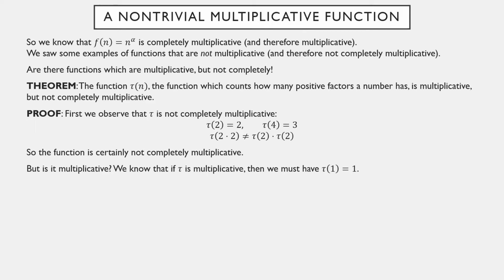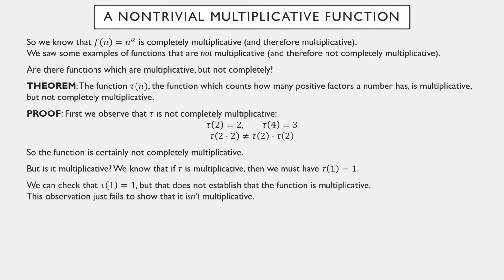But is it a multiplicative function? If tau is multiplicative, and it's not constantly 0, which it definitely isn't, then we must have tau of 1 is equal to 1. And that is true, tau of 1 is 1, but that alone does not establish that a function is multiplicative. It's simply a requirement, but it's not enough on its own. We have not, however, proved that it is multiplicative.